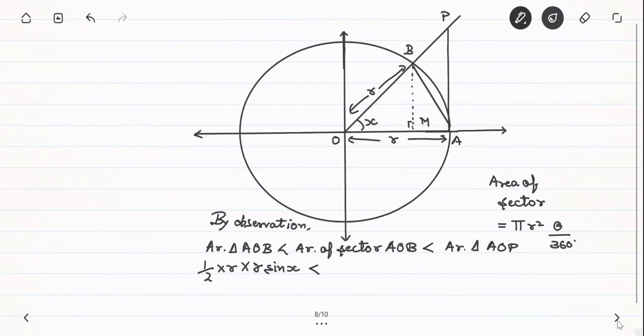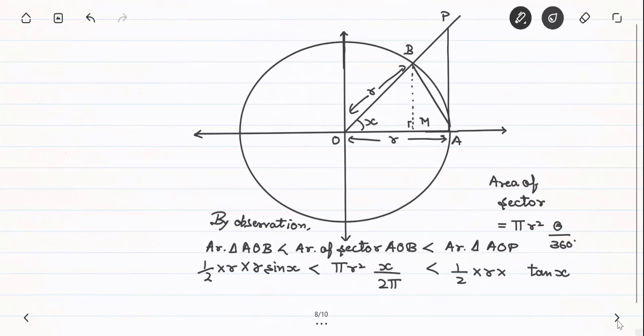Now area of sector AOB. So area of sector is pi r square, angle that is x, upon 2 pi, and area of triangle AOP is half into base into altitude. Now the altitude or height is PA. So for this tan x will be perpendicular upon base. So we can get the value of PA as r tan x. So write it down, r tan x.